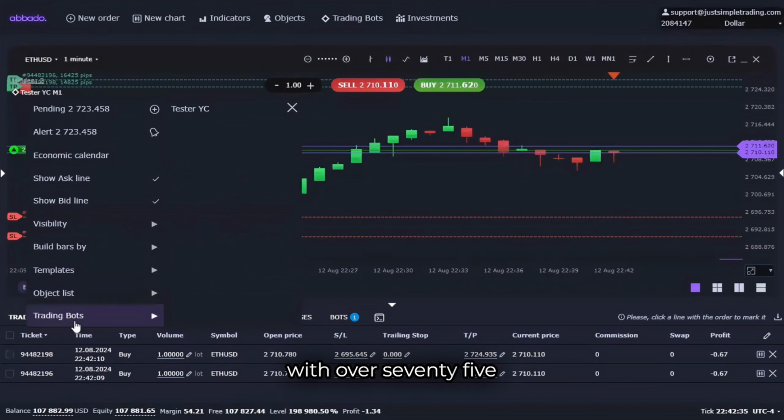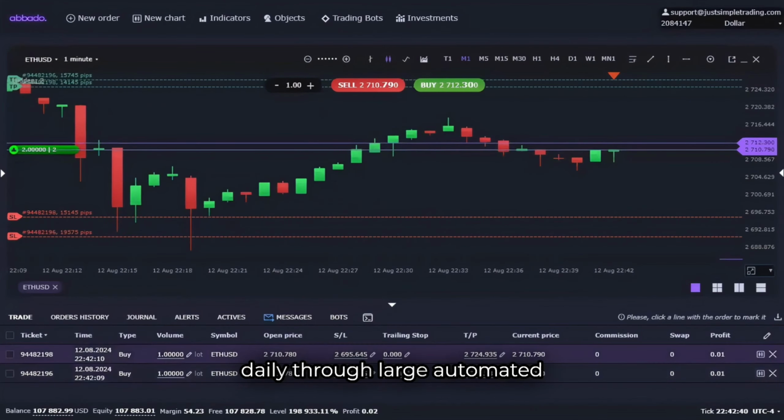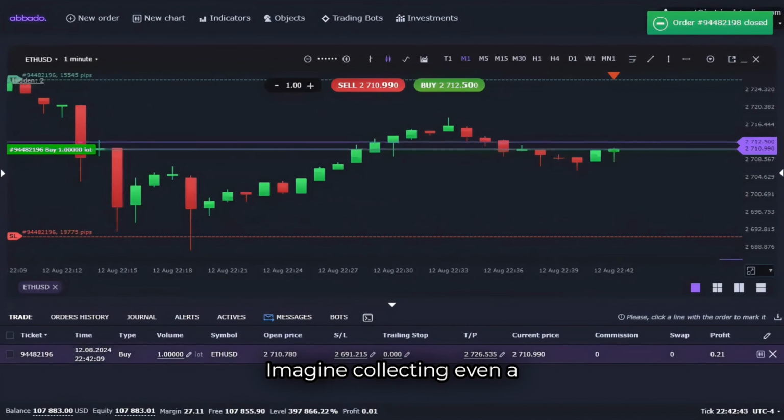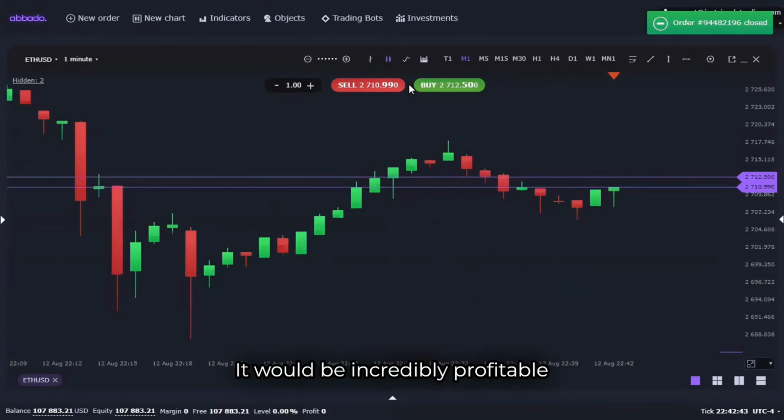The trading industry, with over $75 trillion in size and growing, transacts billions of dollars daily through large automated block orders. Imagine collecting even a fraction of this trading volume on the Abato platform. It would be incredibly profitable.